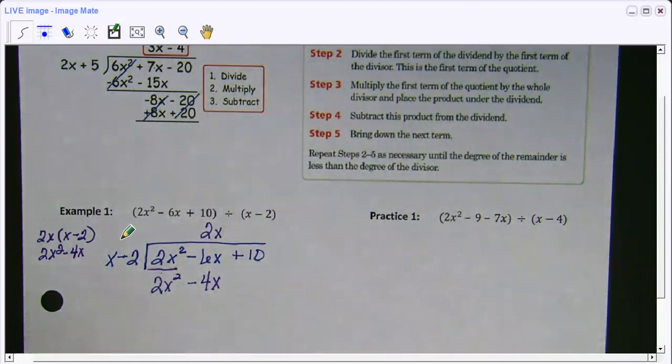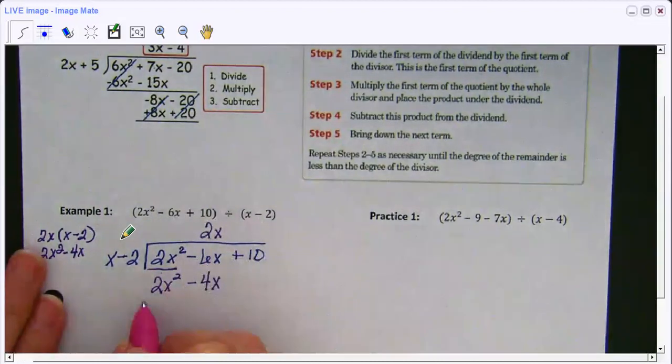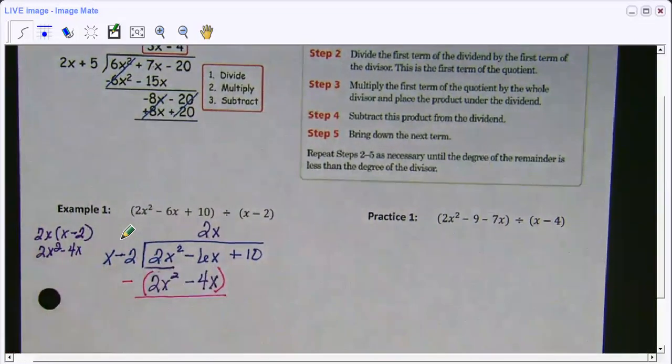Okay, I'm going to show you that right now. The next step is to subtract this whole thing. But do you remember what happens when there is a subtraction in front of the parentheses? Oh, all the signs flip. All the signs flip, or basically you're distributing a -1 to every term.